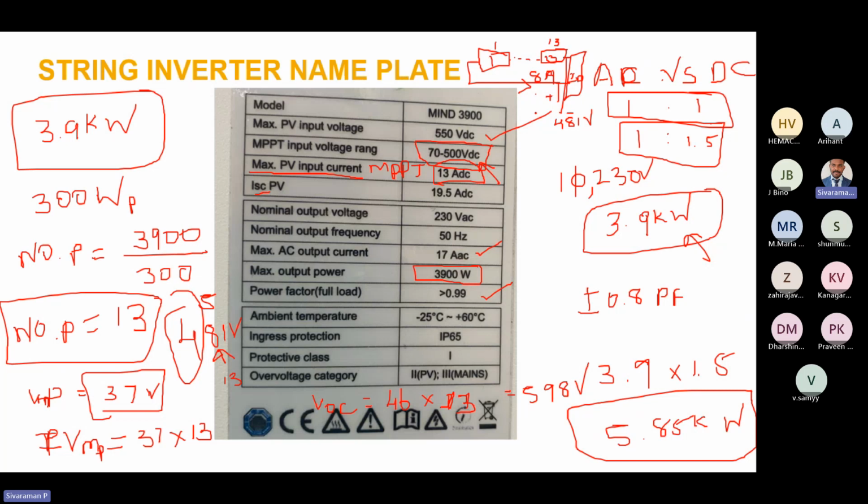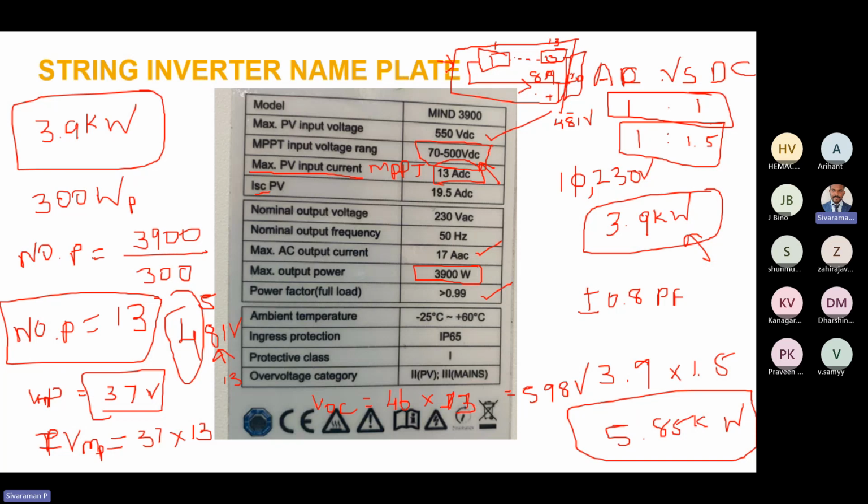So this is the case for the 1 MPPT string inverter. Suppose 2 MPPT is there, then in that case we have to do something similar to this. So this is the string, and here the number of strings is 1. We have designed the number of strings as 1 only.